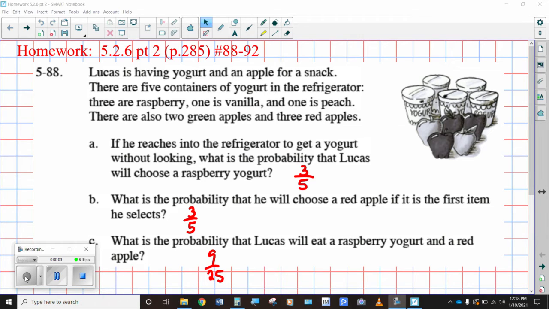Alrighty, now let's get to the second part of lesson 5.2.6. This homework problems 88 through 92. The first problem involves probability with some compound events happening here.